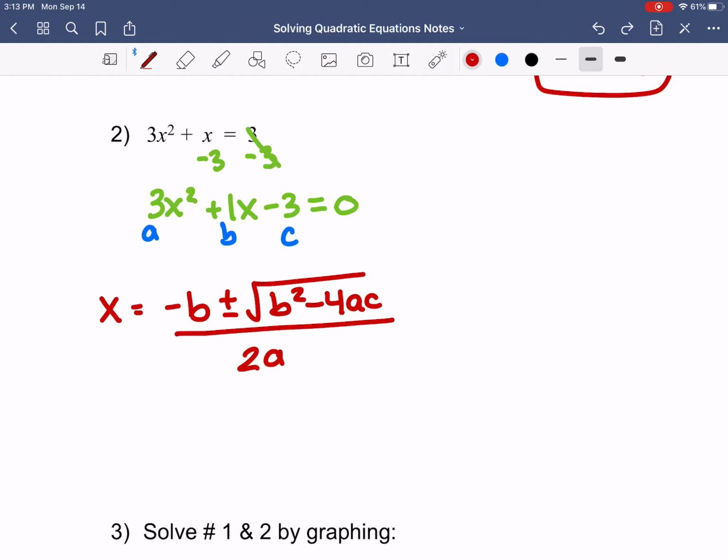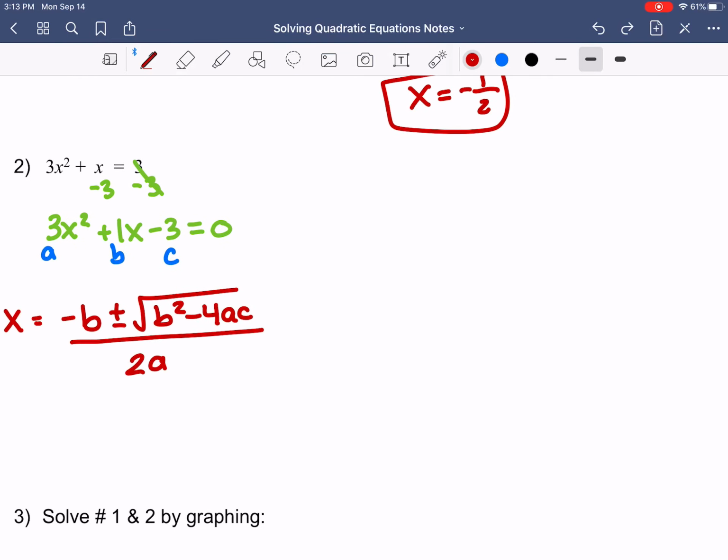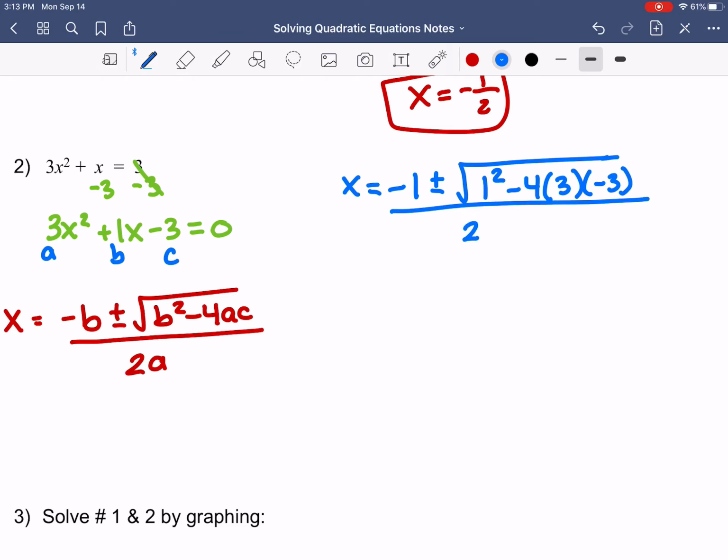All right, so I have a negative. I'm going to show my work over on the side so I have a little more room. I plug in negative b, so x is equal to negative, my b is the number 1, plus or minus the square root, b is the number 1 squared, minus 4 times a is 3 times c is negative 3, all over 2 times a, which was 3. All right, and we always start with simplifying under the radical. Okay, so that's where we're going to start. Our simplifying is right under there, under the radical.